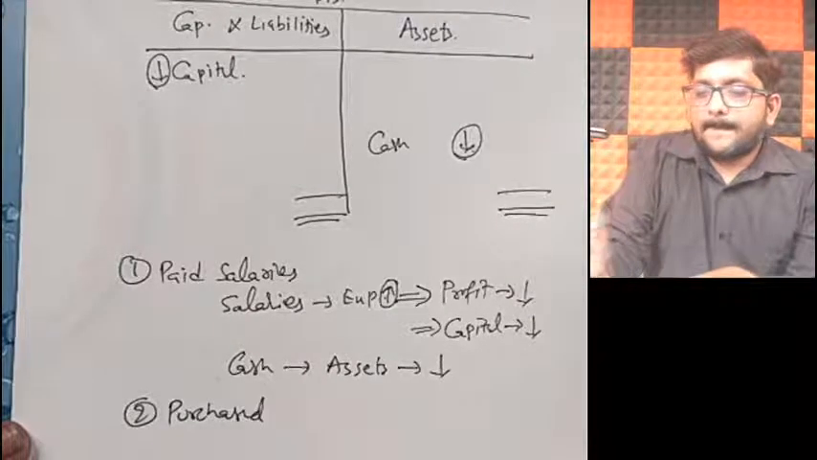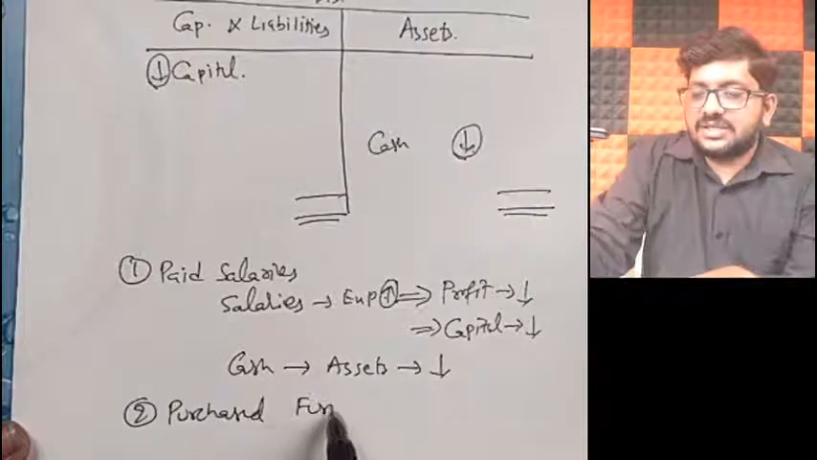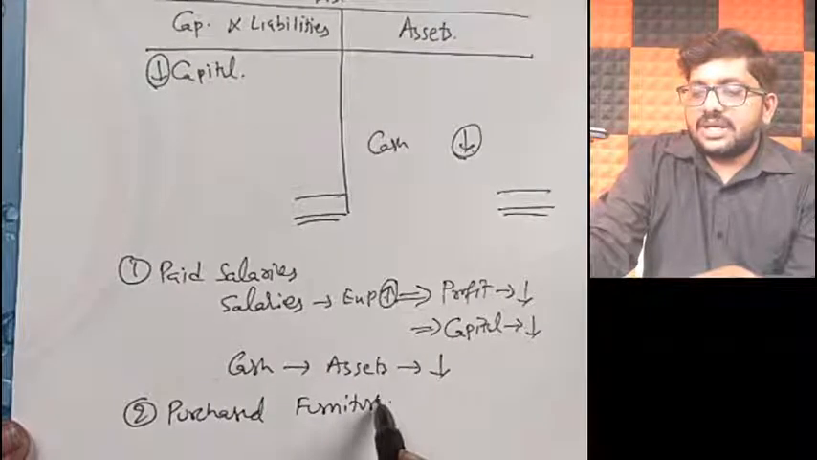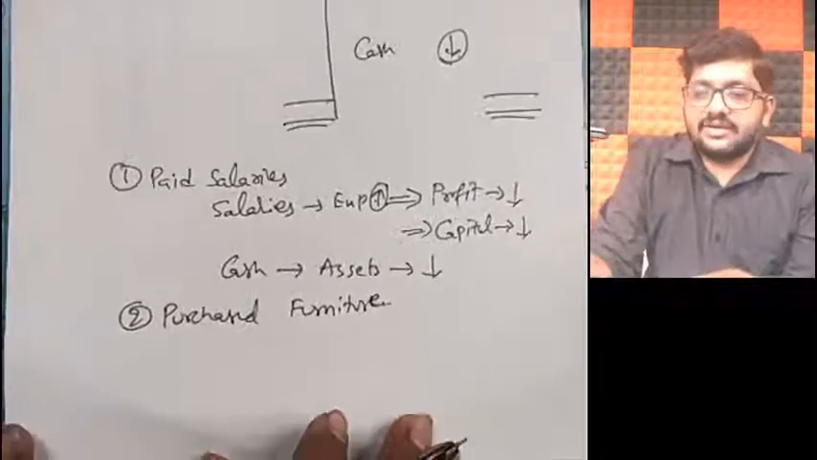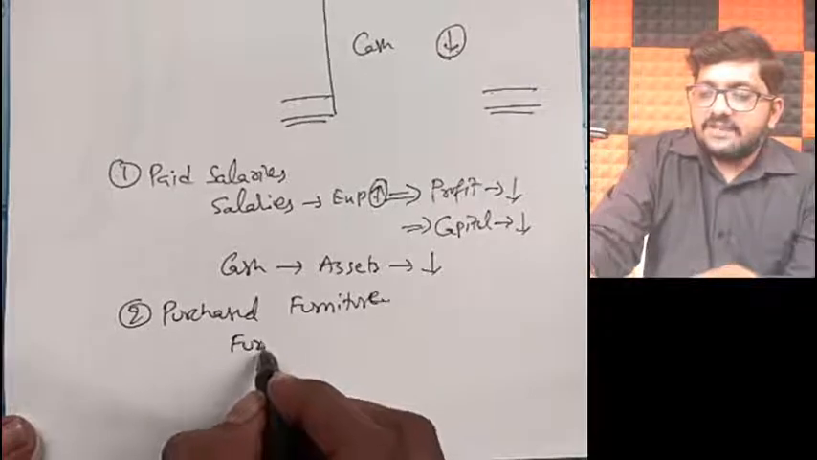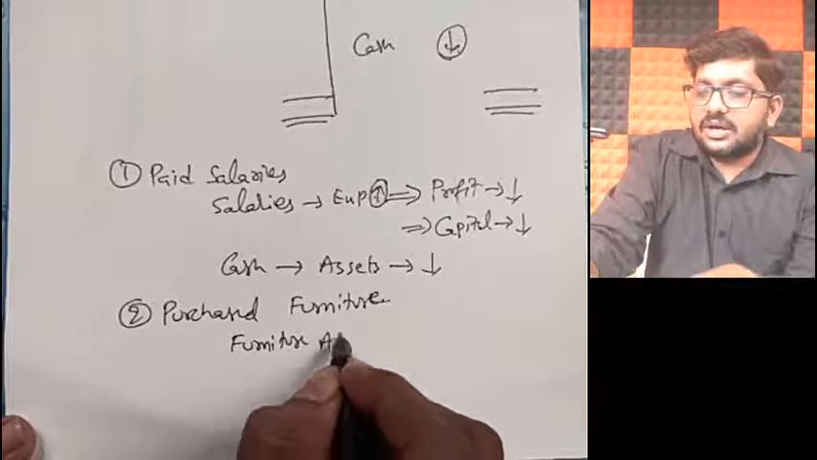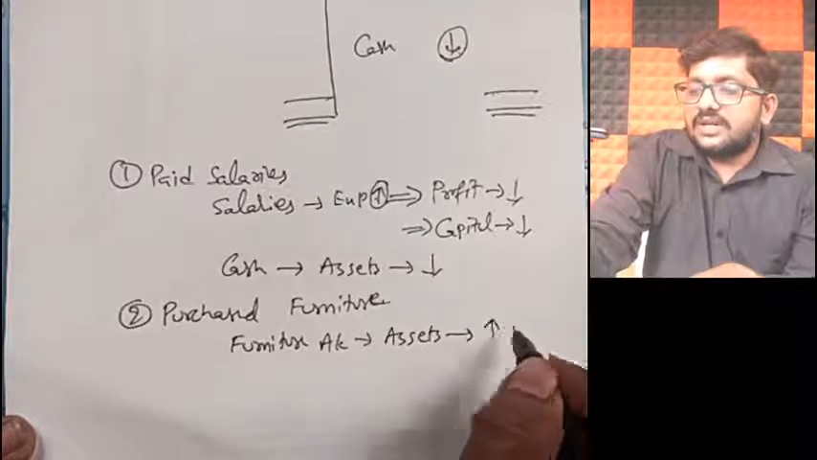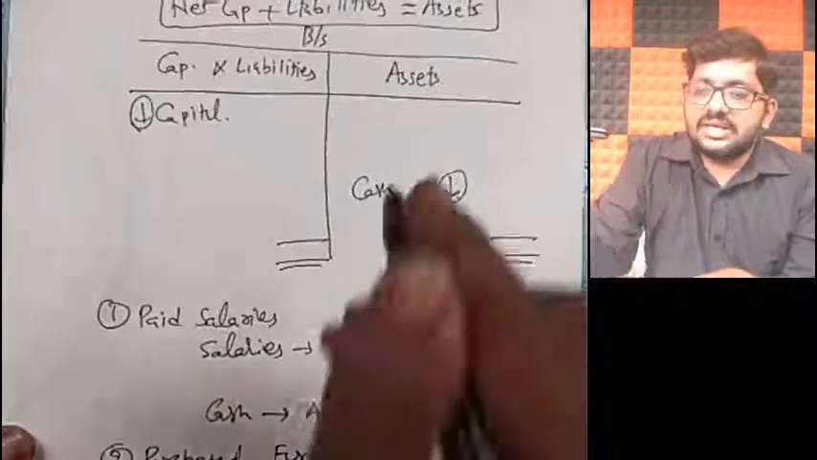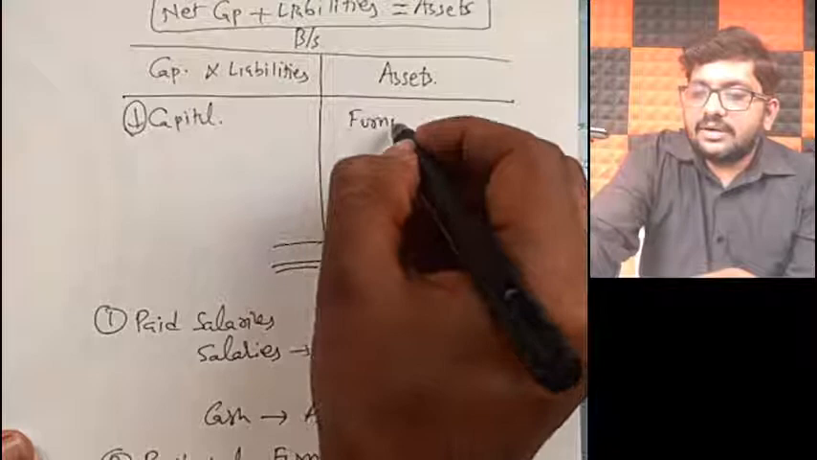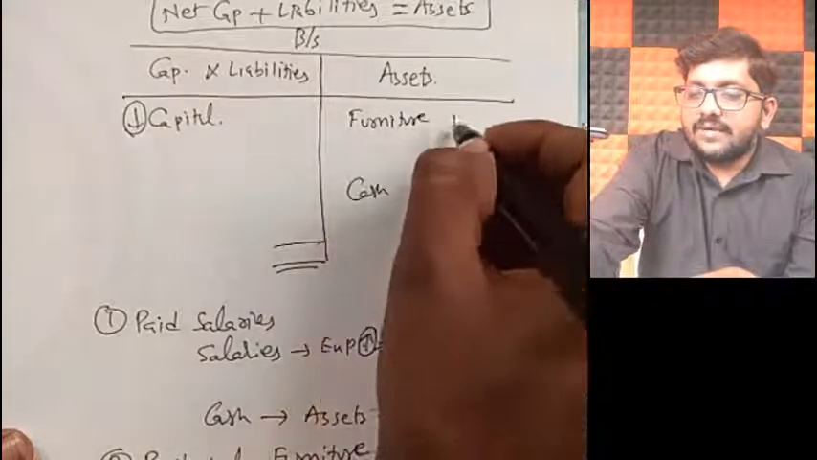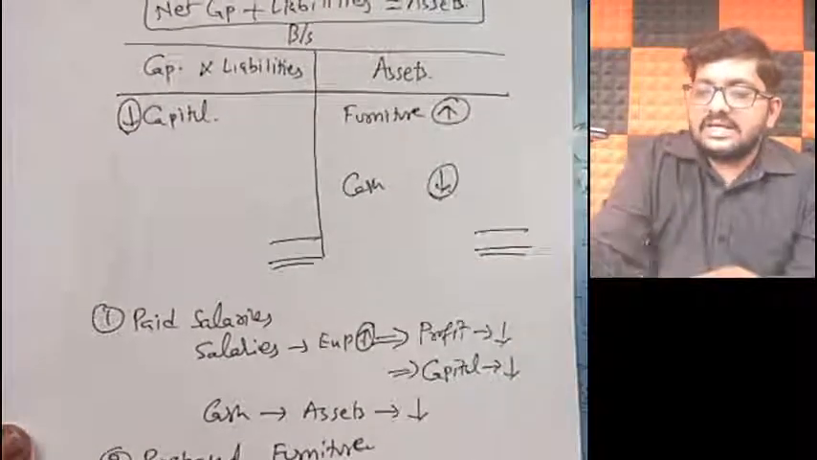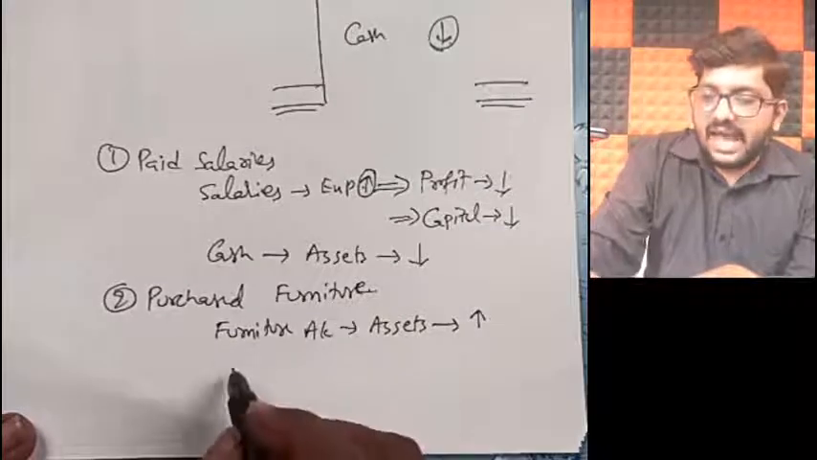Purchased furniture. I purchased furniture, my dear friends. Now, which accounts will be affected, ma? First of all, furniture account. It is a part of assets. When you purchase a new furniture, furniture's balance will increase, assets will increase. If you observe furniture balance, what will happen? Increase. At the same time, you are paying cash or bank, right?